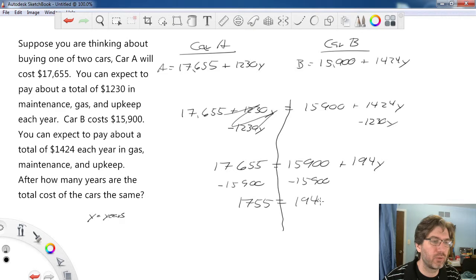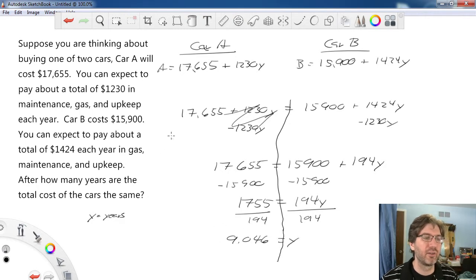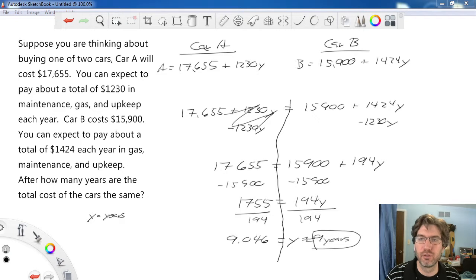equals 194y, and then divide by 194, divide by 194, and we are going to get a decimal here if I recall. Divide by 194, yeah, and it's going to be 9.046 something equals y, so you're going to round that. How many years is that? That's going to be 9 years. So it's about 9 years. And that is your answer. I'm not in my face, am I? No. Okay. Alright, so that one's not too difficult.